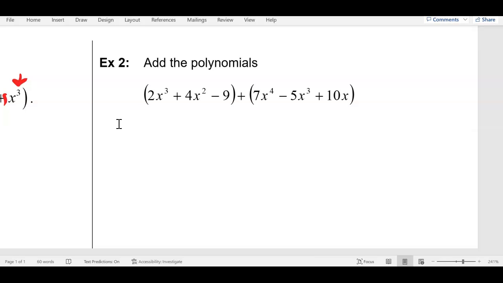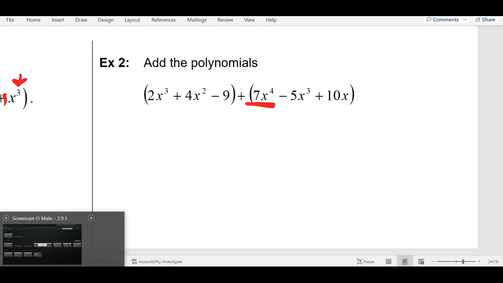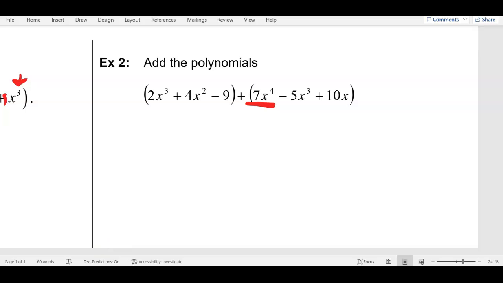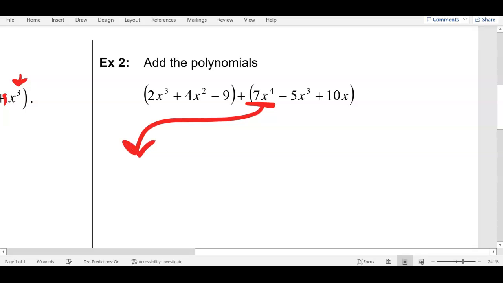You'll see the fourth degree is the highest degree, so I'm going to underline that one. 7x to the fourth. Are there any other x to the fourth terms? No, so I'm going to bring that down. 7x to the fourth.